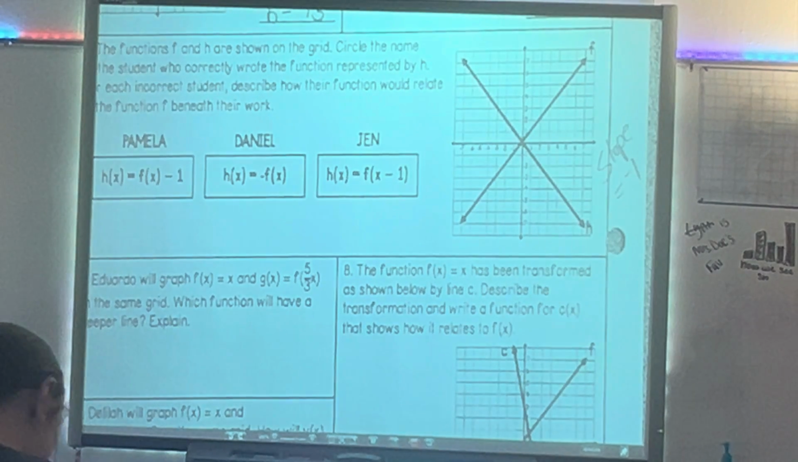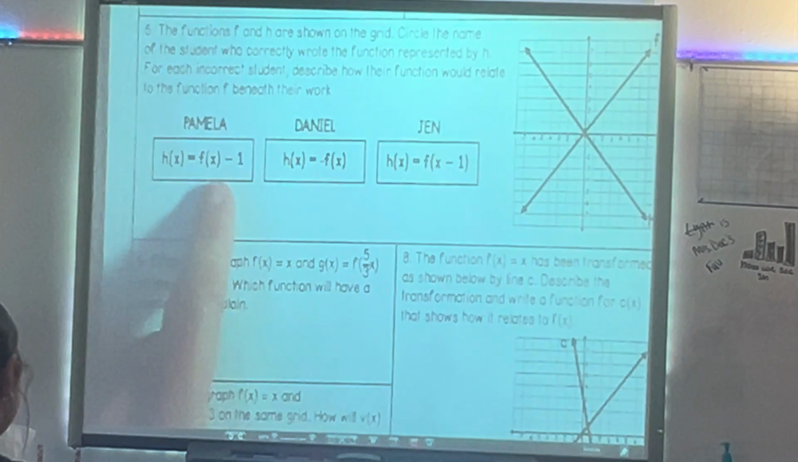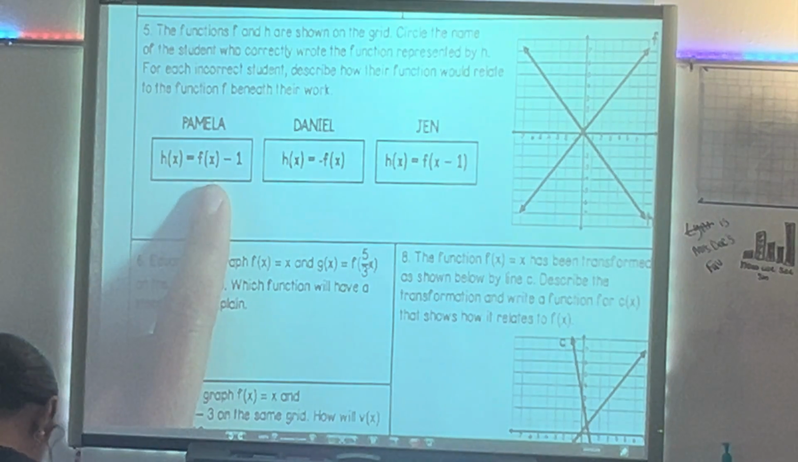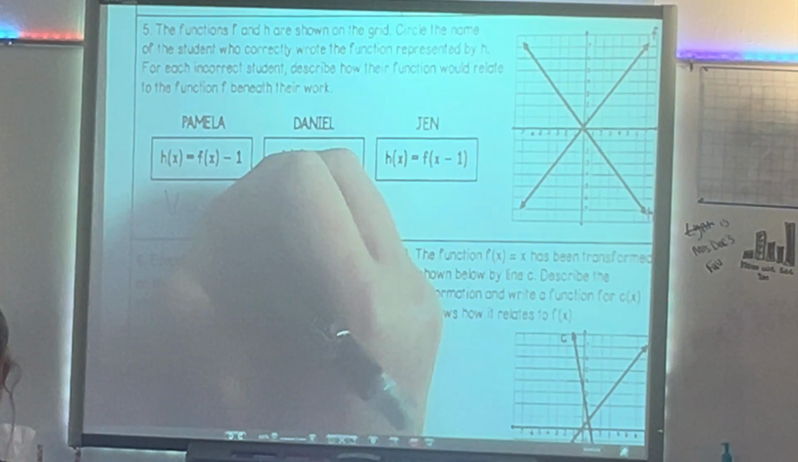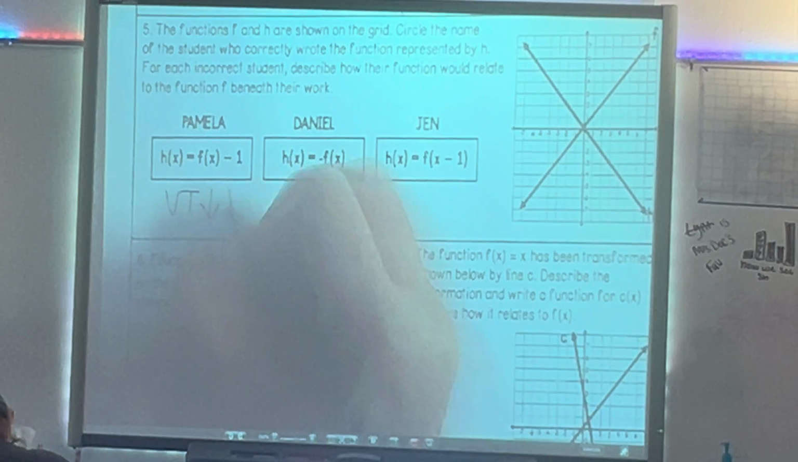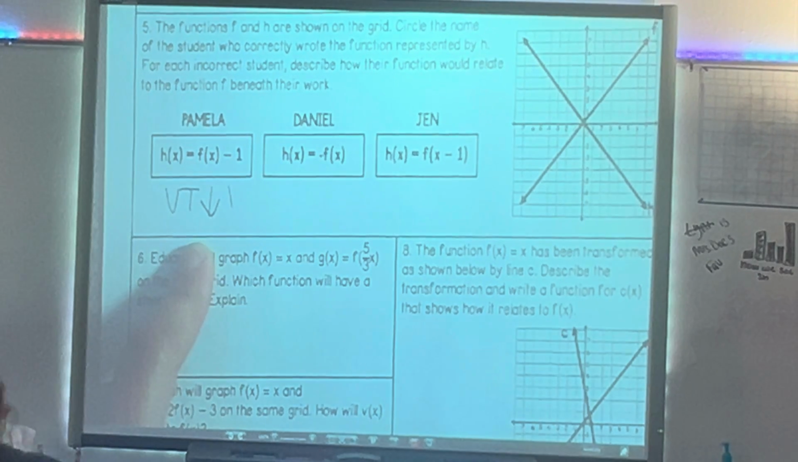Okay, so I'm looking for something that would tell me that. What does this say happened here? What does this say? What type of function is this? Transformation. Give me all of it. Vertical what? Down one. Well, that's not what we have, is it?